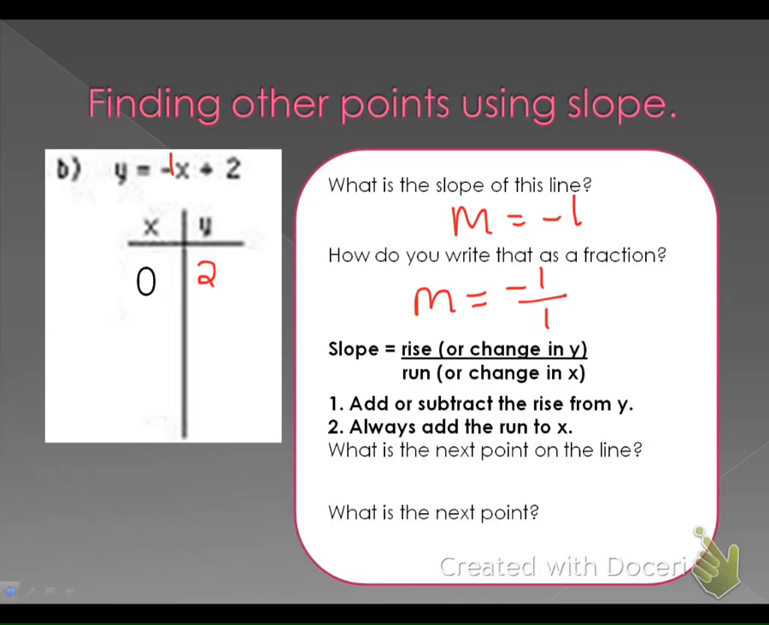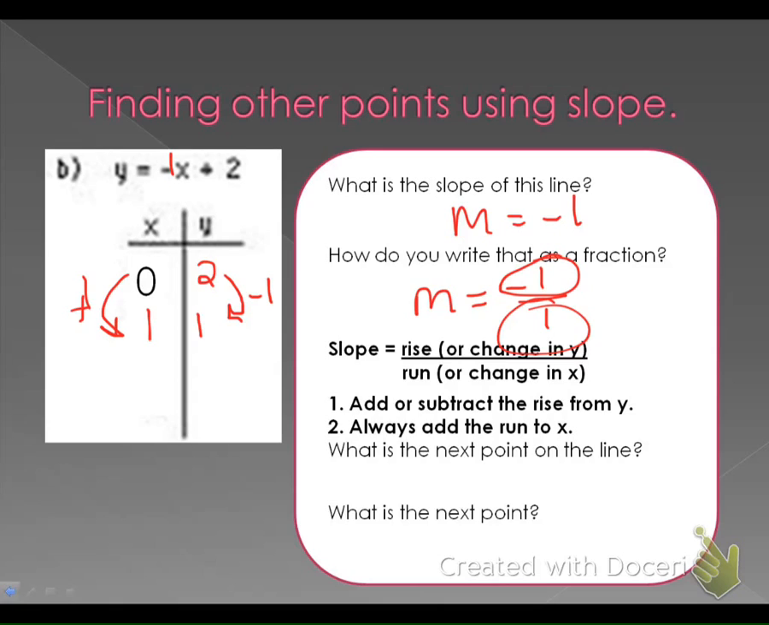So to find the next point on the line, you would have a change or rise in y. Well, look at our change in y. It's negative 1. So if we change our y by negative 1, 2 minus 1 is 1. Over our run, or change in x's. Well, look at your x value. It's a positive 1. If we change that a positive 1, we can find our next value. 0 plus 1 is 1. So 1, 1 would be the next point on the graph.